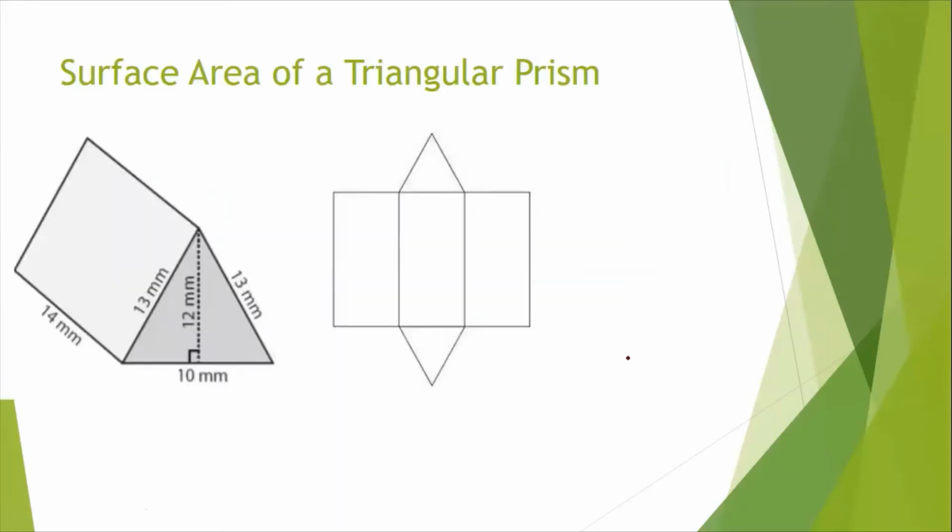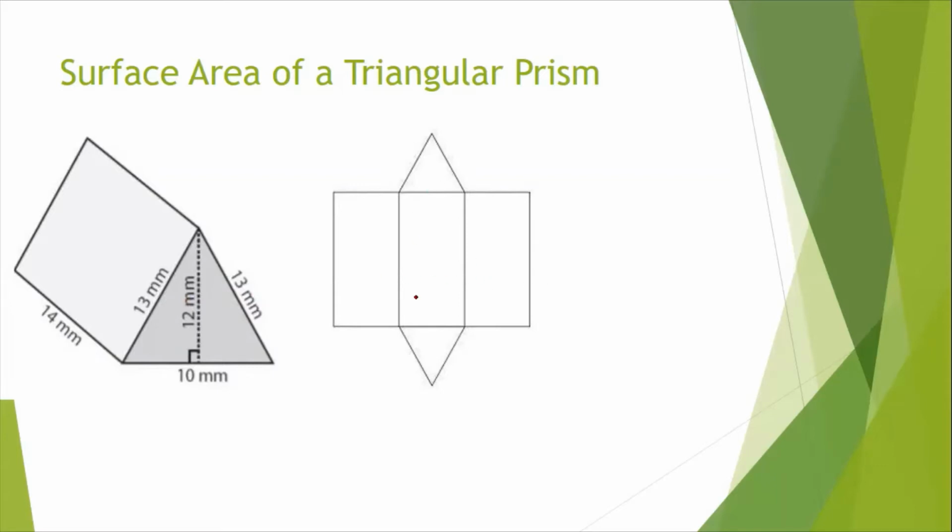This is what a triangular prism looks like, and it looks like a box of one of the famous chocolates, Toblerone. In finding the surface area, we need to first identify what its net looks like. If we open this triangular prism, this is how it looks, and as we can see, we have two triangles and one rectangle.